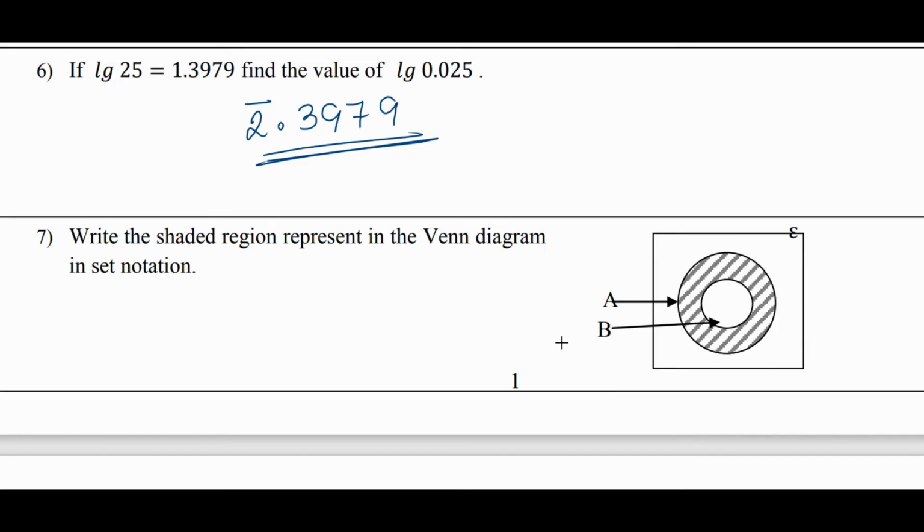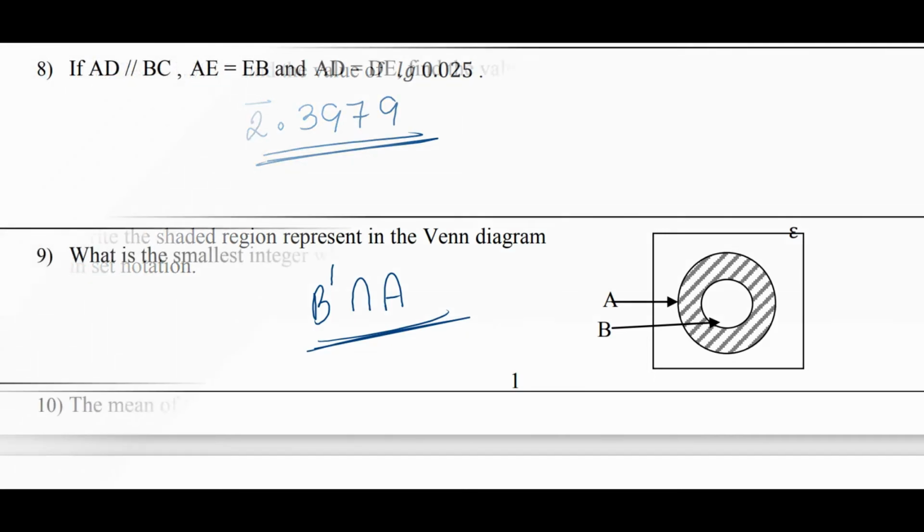It's very clear. B is non-shaded. Then this should be B dash. B is not relevant to the shaded part. Then A is shaded. B dash intersection A. The shaded part represents the set notation B dash intersection A. Simple as that. Let's try question number 8.